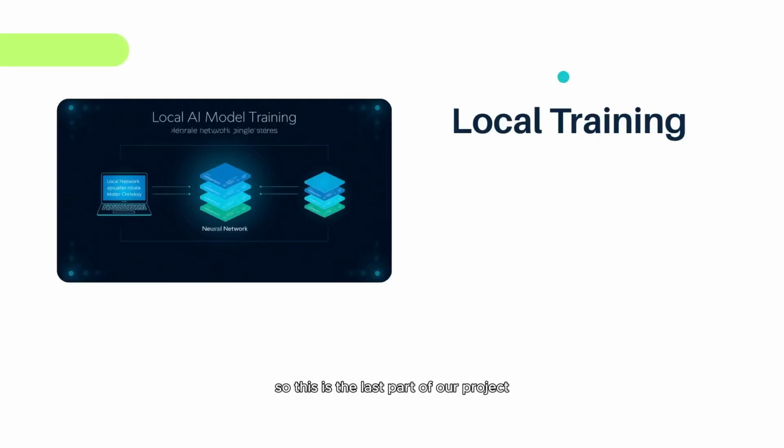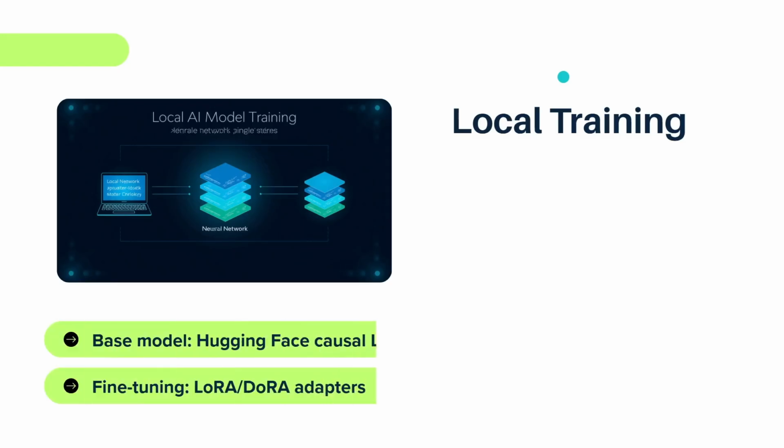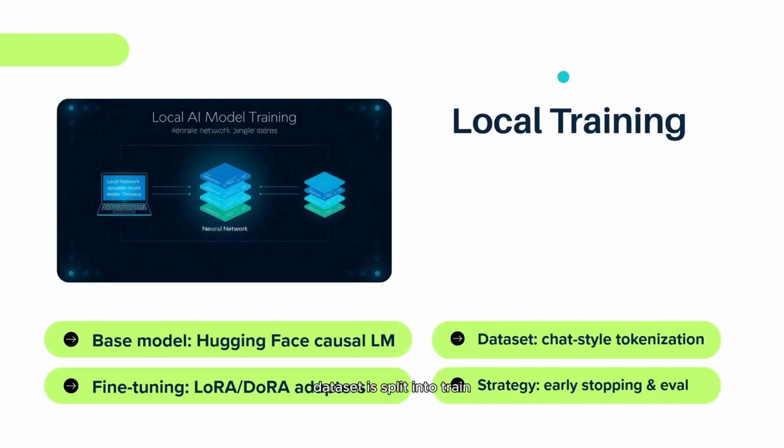So this is the last part of our project, which is phase 4, local training. We use the base model as Hugging Face AutoModelForCausalLM, which is fine-tuned using LoRA adapters to make it more parameter efficient. The dataset is split into train, validation and test with chat-style message mapping and tokenization. Also, we use strategies such as early stopping and evaluation checkpointing.